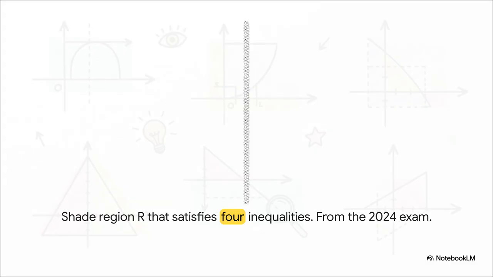So here's the mission. We've got to find and shade one single region, which they're calling R, that satisfies 4 different inequalities. Let's take a look. We've got x is less than or equal to 2, y is greater than or equal to -3, y is less than or equal to 2x plus 1, and 3x plus 2y is less than or equal to 6. Nail this, and that's a full 3 marks in the bag.